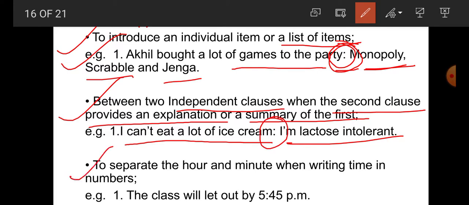Now number 3, student, to separate the hours and minutes when writing time in numbers. For example, the class will let out by 5:45. So 5 is the hour, and 45 is the minutes, and that's why colon is used here.